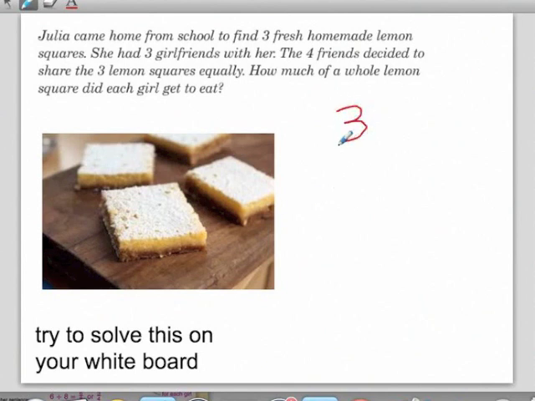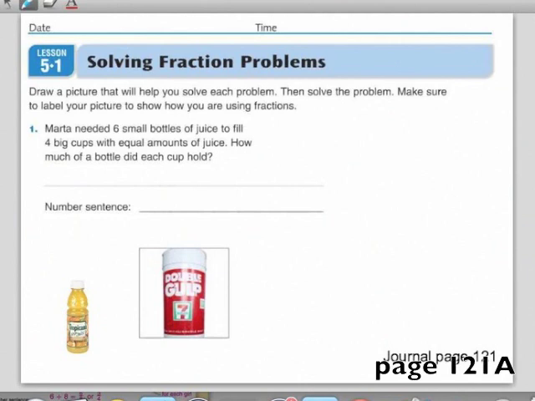So you don't really even have to draw a picture. You can just say that you're going to have 3 lemon bars. You're going to divide it into 4 equal size pieces between 4 people. Here's another one, and once again, you can draw the picture, or you can just solve this one using your fraction and your knowledge of division.